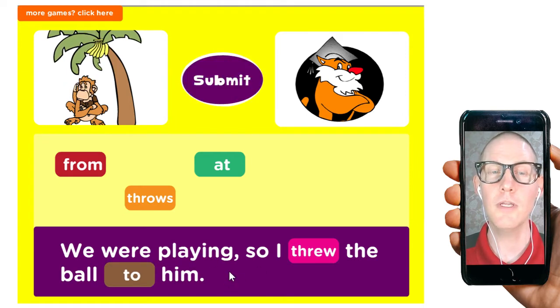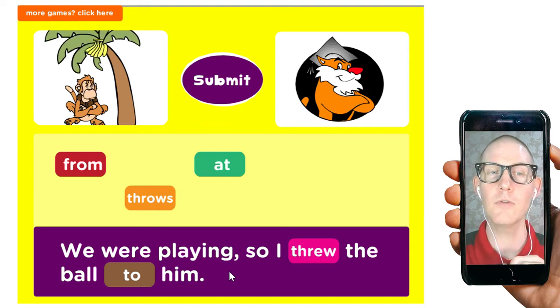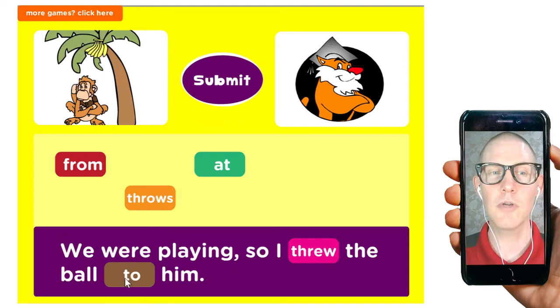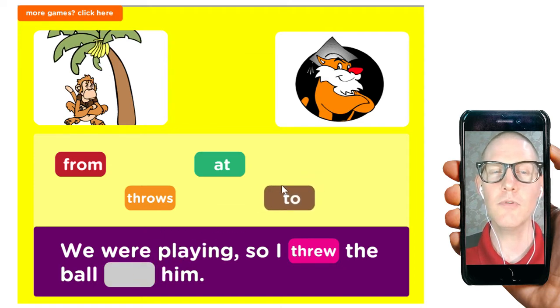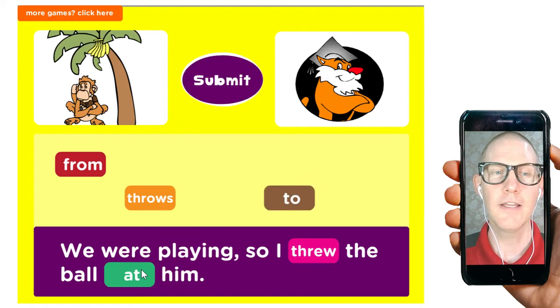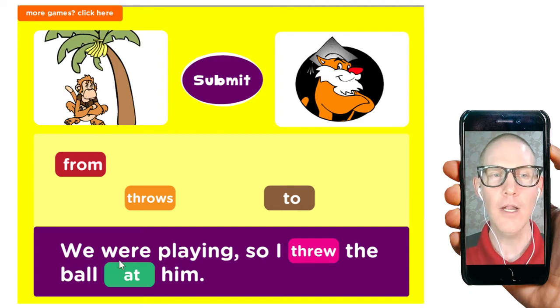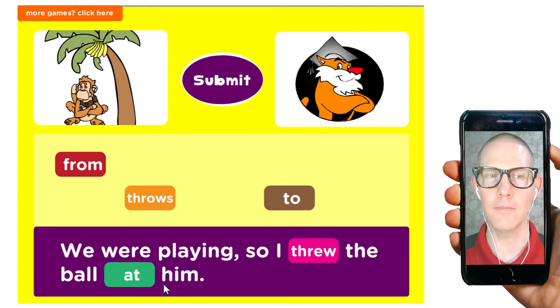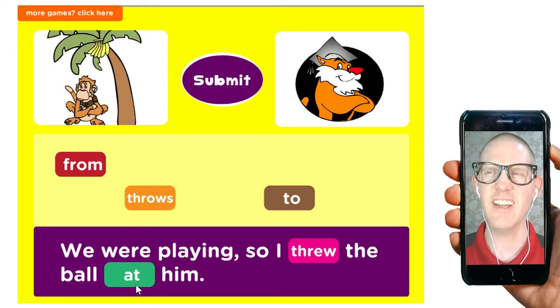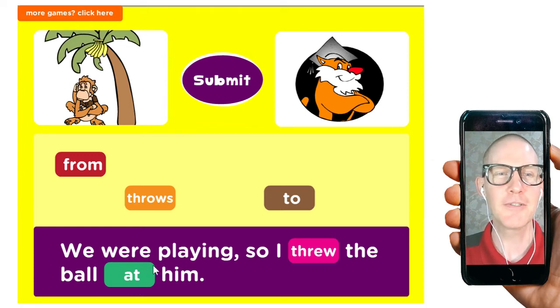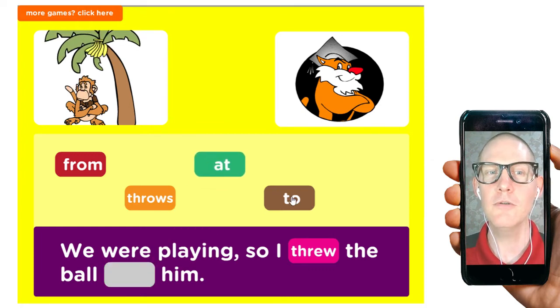So I threw it to him and he probably caught it and then he threw it back to me. But, and I'm sure this is the right answer, I wanted to explain the difference if you put at. If you put at, it changes the dynamic, the meaning of the situation. We were playing, so I threw the ball at him. All right, this one means it's kind of like a mean thing to do. You're throwing it at the person to try to maybe hurt them or, I don't know, knock them over or something like that.